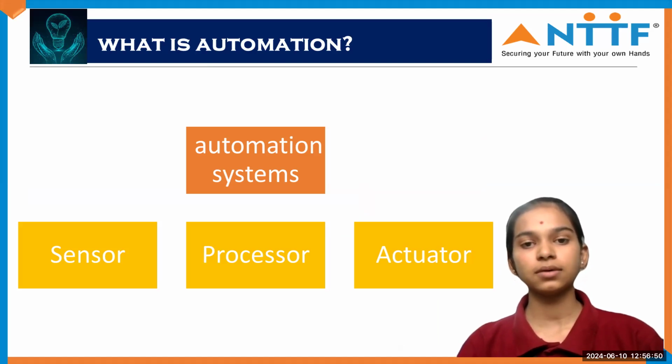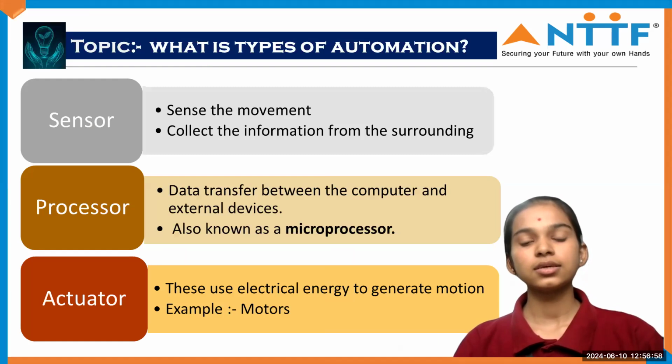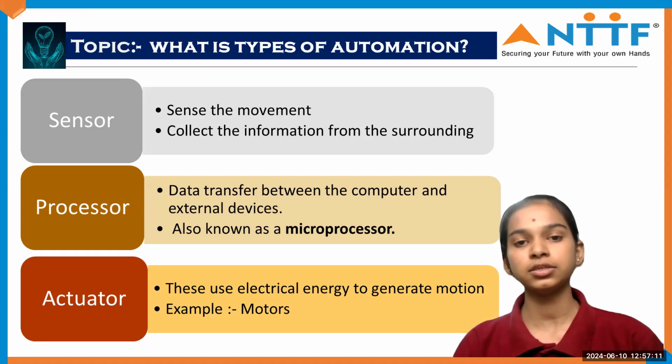In an automation system, there are three types: first one is a sensor, second one is a processor, and third one is actuators. What is a sensor? A sensor senses movements and collects information from the surroundings. What is a processor? A processor handles data transfer between computers and external devices, also known as a microprocessor. What are actuators? They use electrical energy to generate motion.